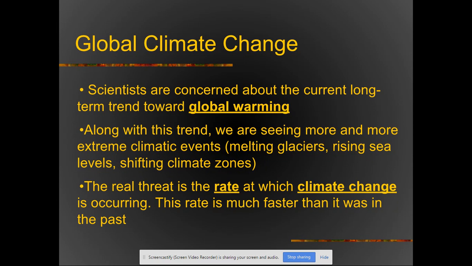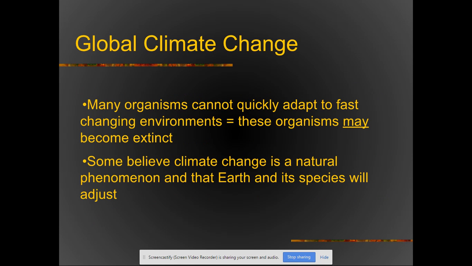Now, the real threat is the rate at which climate change is occurring. This rate is much faster than it has been in the past. Many organisms cannot quickly adapt to the fast-changing environments. So these organisms may become extinct, and some believe climate change is a natural phenomenon and that Earth and its species will just adjust, which is true, except when it really starts to speed up.